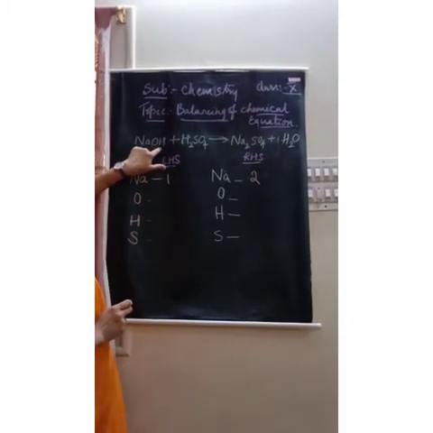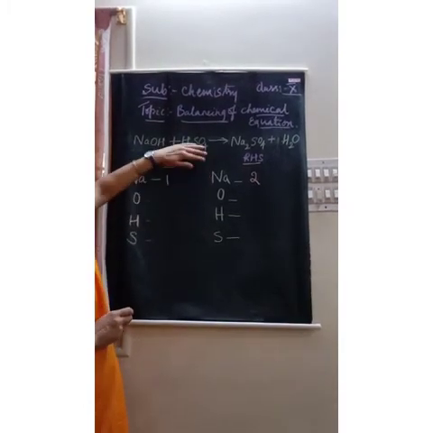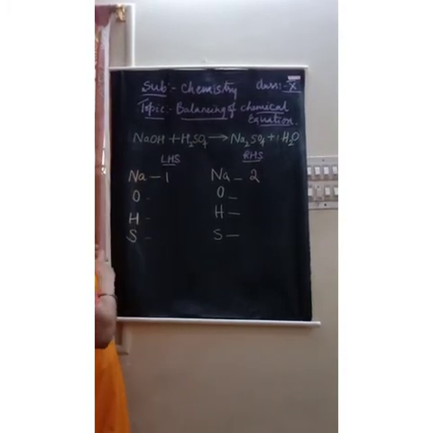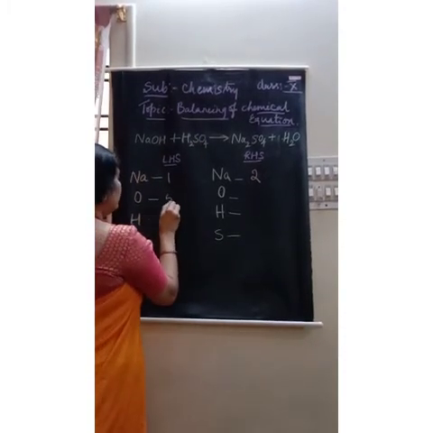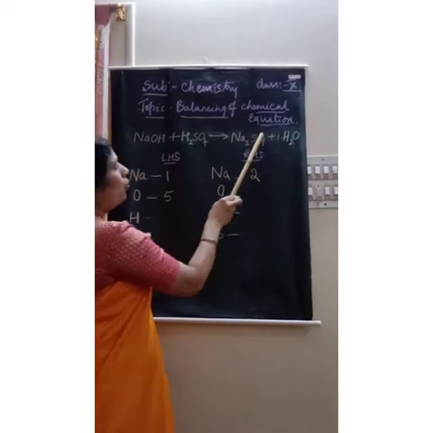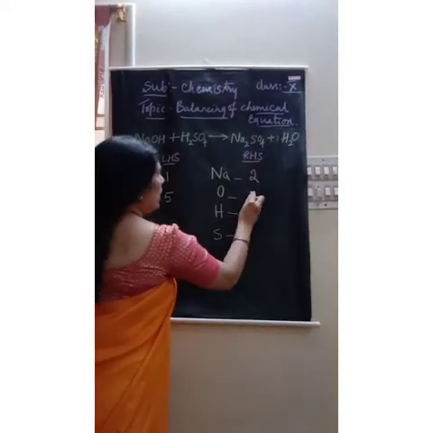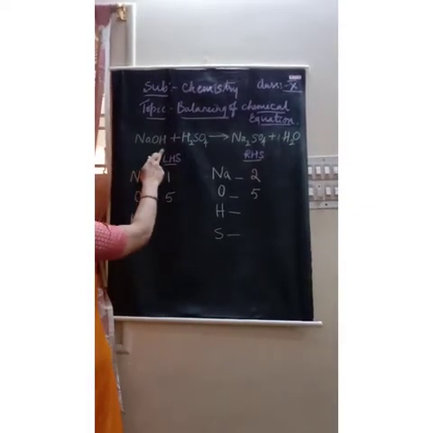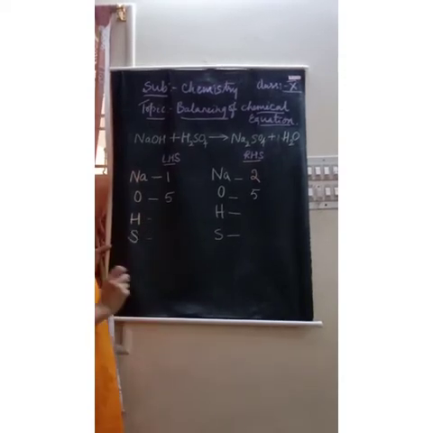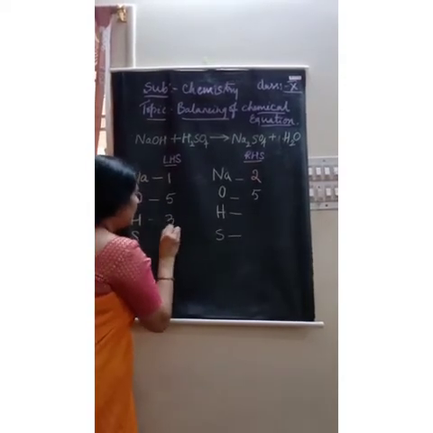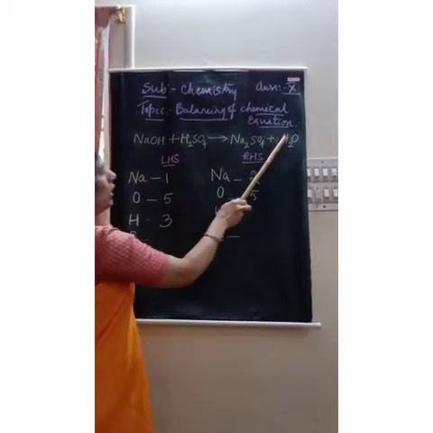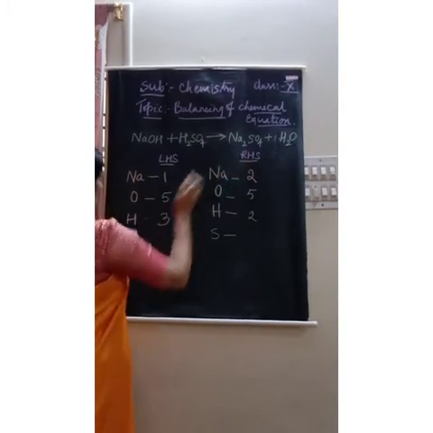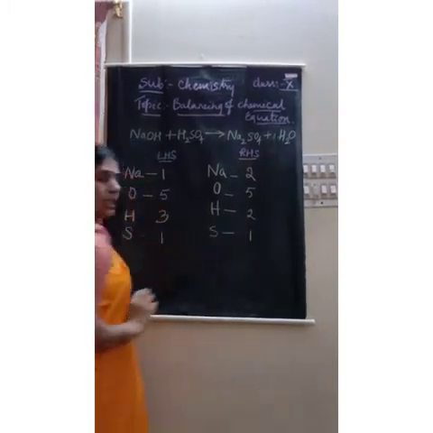What about oxygen, children? Here 1 plus 4. Why? Because we have to count the total number of atoms in the reactant. 4 plus 1, 5. Shall I write 5 here? Here 4 plus 1 oxygen, totally 5. I hope it is clear, children. What about hydrogen? Here 1 hydrogen plus 2 hydrogen. Totally in the reactant side, how many hydrogen? 3. What about here? Only 2. Next, sulfur 1 atom. This much is clear, children, this step.